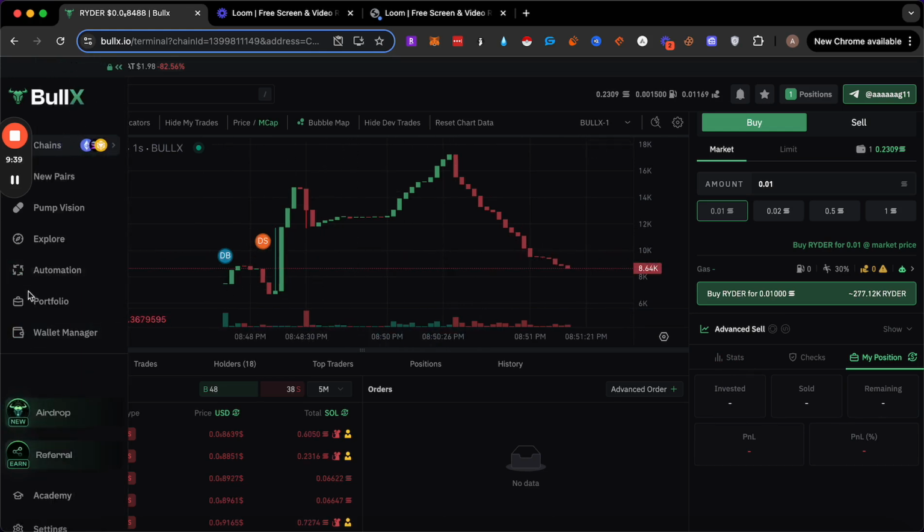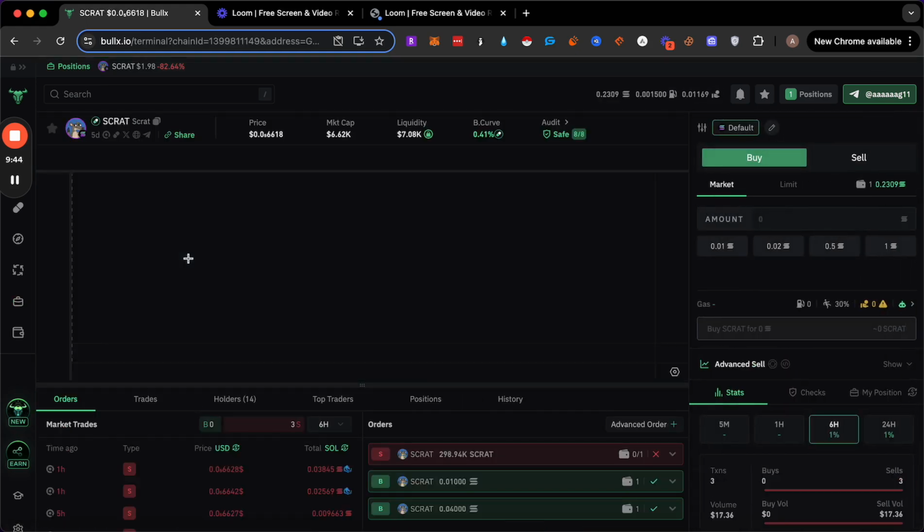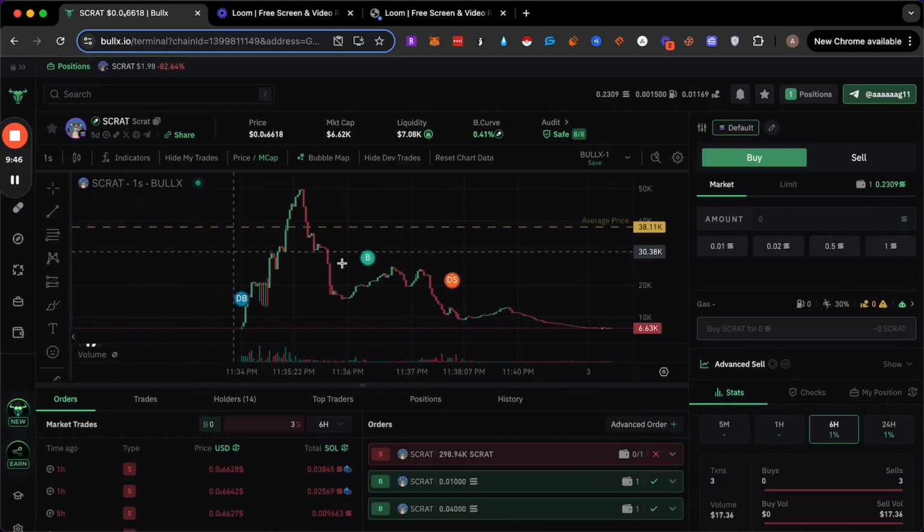So let me go to this one, right? So you can see the average price that you bought in at a token at, right? So if a token is above this average price, then anything that you sell it for above this would be profit, right? So obviously this one has kind of gone to shit. You can see where you went ahead and bought this for, right? So I bought it right here when the price was here. And then as you guys can see, it went down.